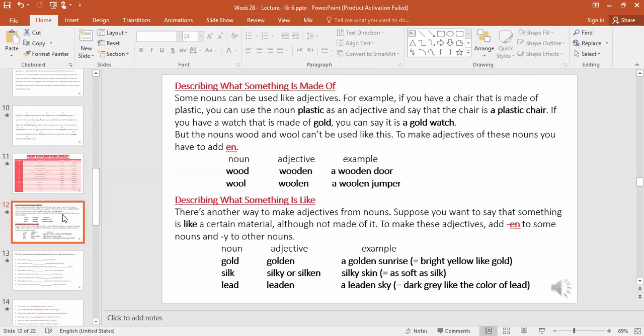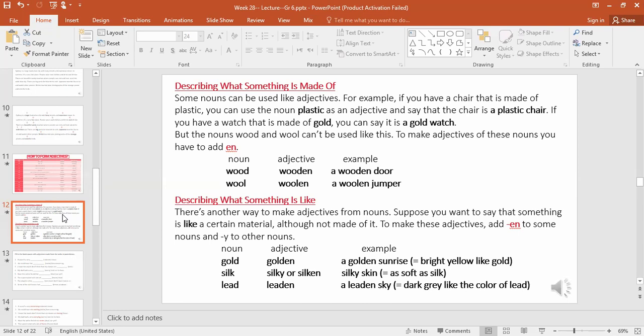Okay. Now we move to describing what something is like. For example, there's another way to make adjectives from nouns. Suppose you want to say that something is like a certain material. It's not made of this material, it's like a certain material. To make these adjectives, you add en to some nouns and y to other nouns.